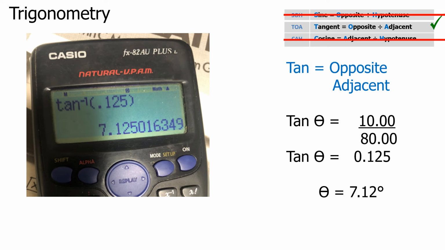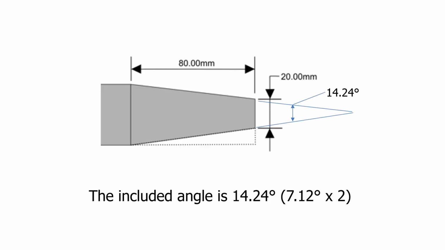Just a reminder, it was shift tan on my calculator because we are looking for the angle. Be aware that angles on mechanical drawings, especially turned components, are given in an included angle. That means if we were offsetting the tailstock or using a taper turning attachment, we would have to halve the included angle. In our case, we would set the taper turning attachment to 7.12 degrees to get a 14.24 degree included angle taper.